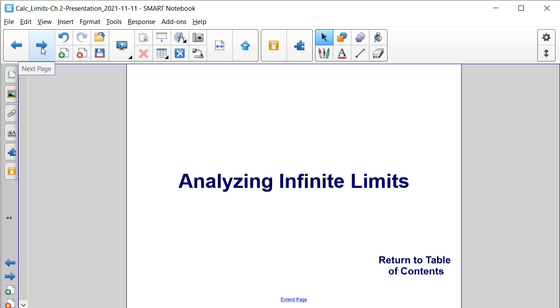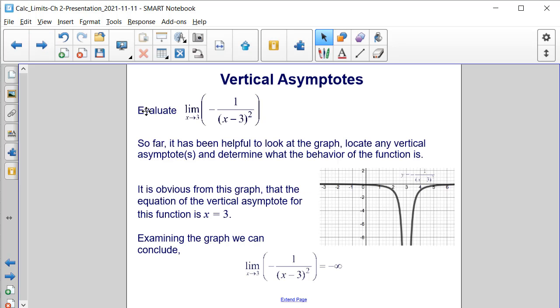Analyzing infinite limits. When evaluating the limit of 1 over the quantity x minus 3 squared as x approaches 3, it's been helpful to look at the graph, locate any vertical asymptotes, and determine what the behavior of the function is.